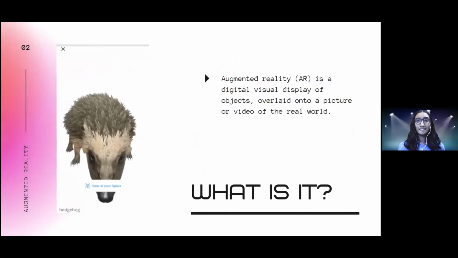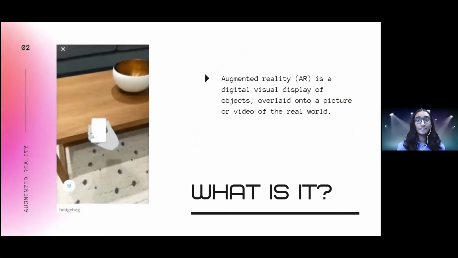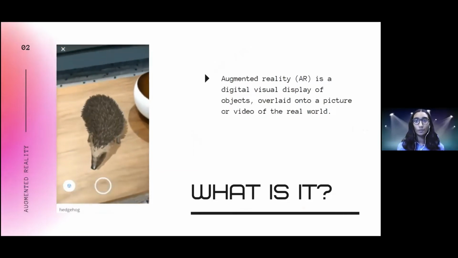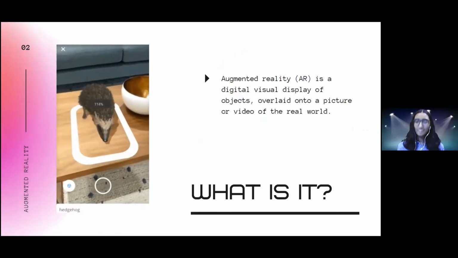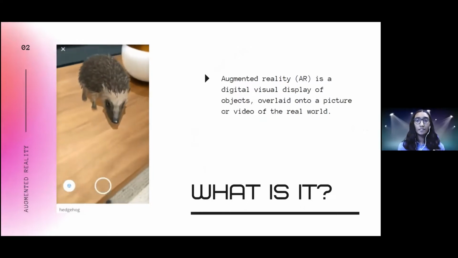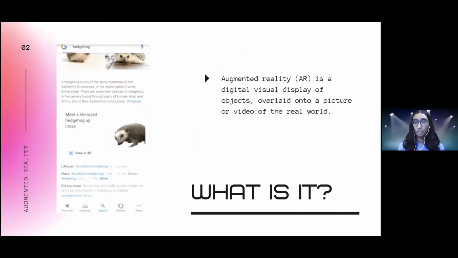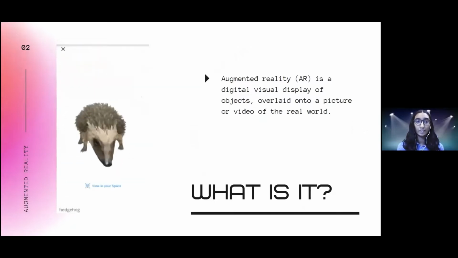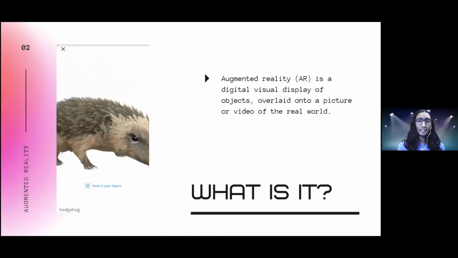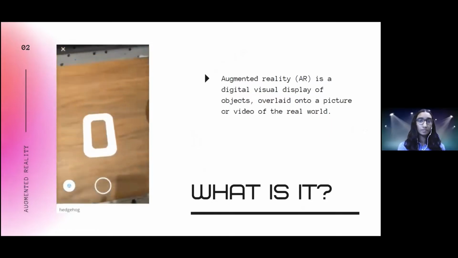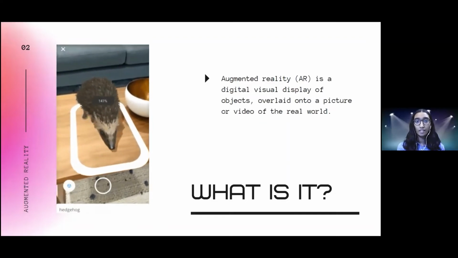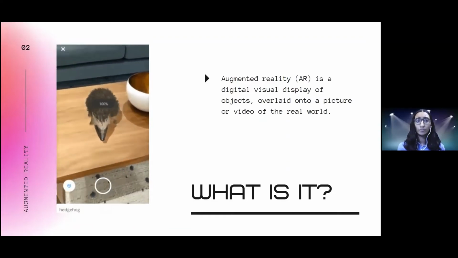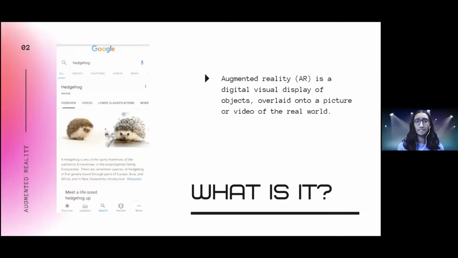Augmented reality, or AR, is a digital visual display of objects overlaid onto a picture or video of the real world. In simpler words, it is digitally made objects that are combined with the real world. And I keep on stating the phrase real world. This basically means the user's physical surroundings. For example, if I'm in my room, my real world would be my bed, my desk, and whatever else may be in my room.